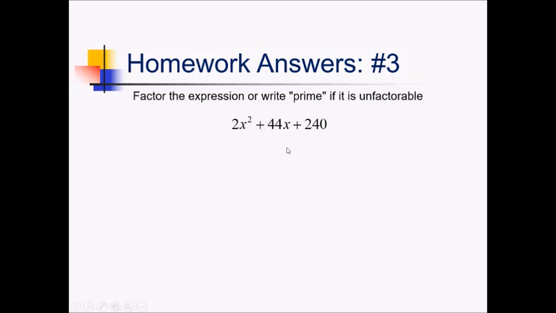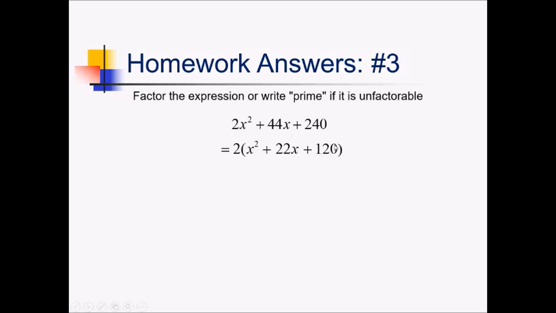On this problem, I have an a value that's not 1, so let me start by trying to take out a common factor. It looks like these are all divisible by 2, so let me factor a 2 out of that. Leaves me with x squared plus 22x plus 120. And so now to factor the stuff inside, I'm going to need factors of 120 that add up to 22.